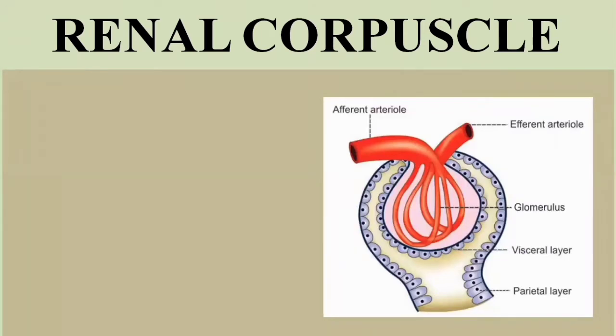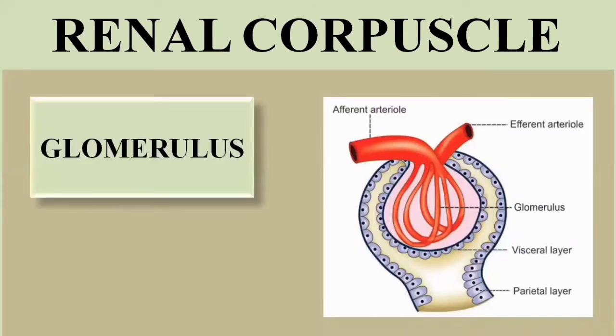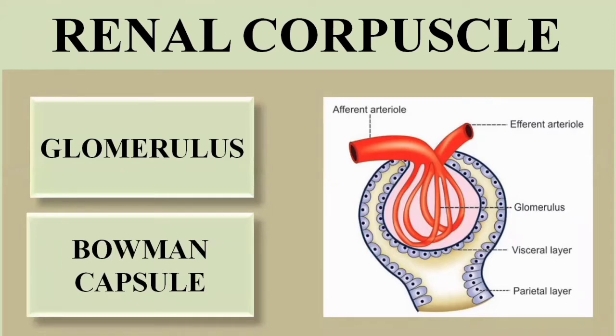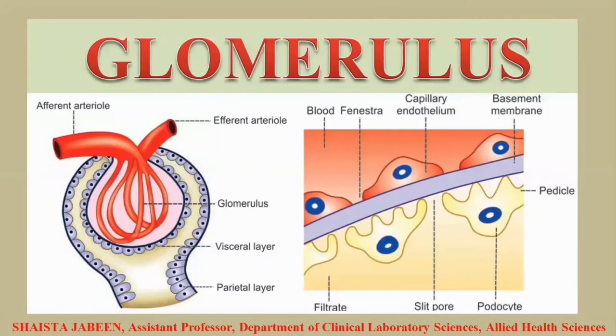Then the renal corpuscle has two parts, glomerulus and Bowman's capsule. These two collectively form the structure of the renal corpuscle. So let's see each in detail. First of all, let's see the glomerulus, because the main function of this renal corpuscle is the filtration of blood. Before studying the process of filtration, let's see the structure in brief, and you will understand how the process of filtration takes place by this part of the nephron.